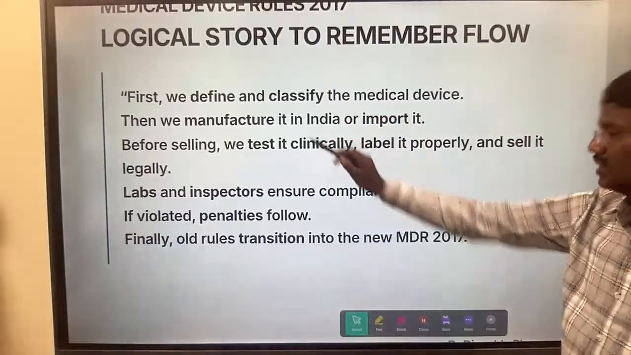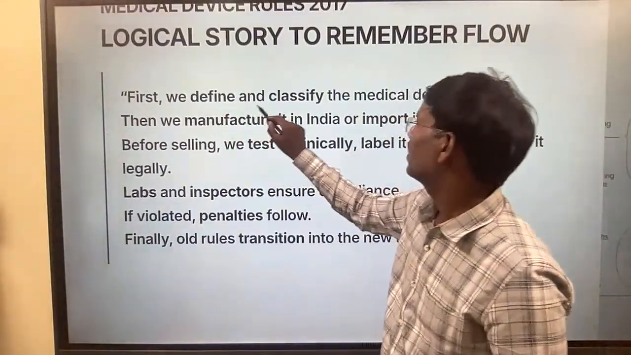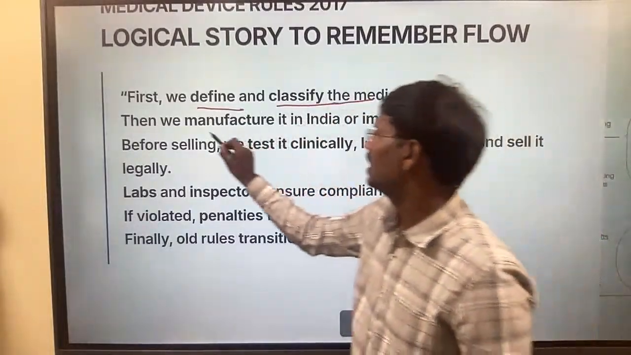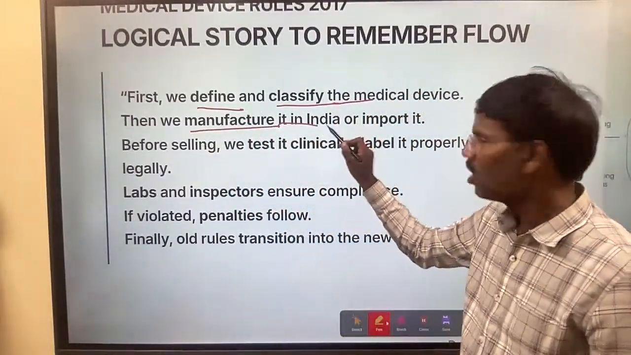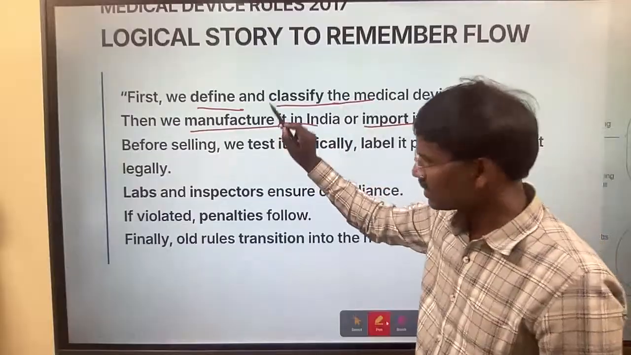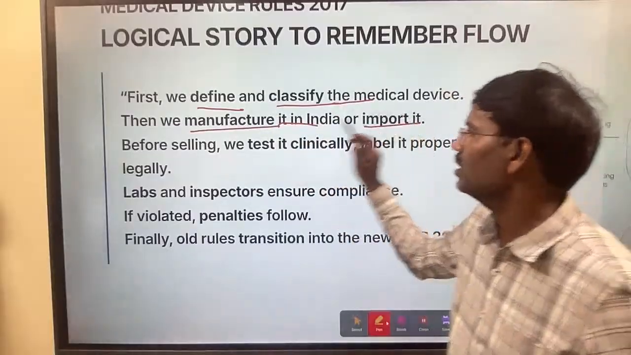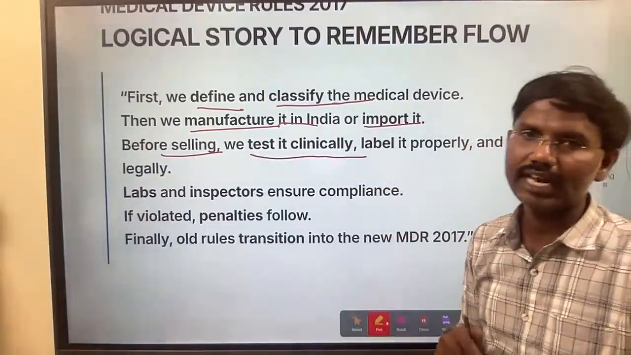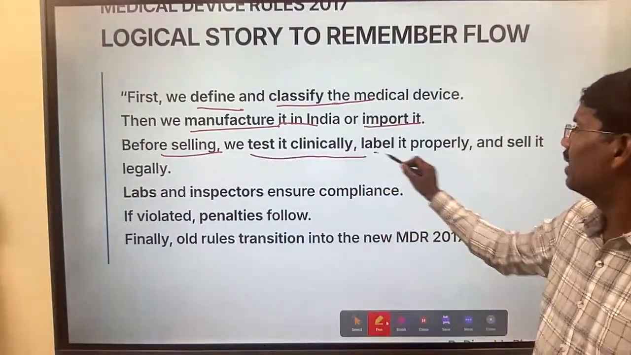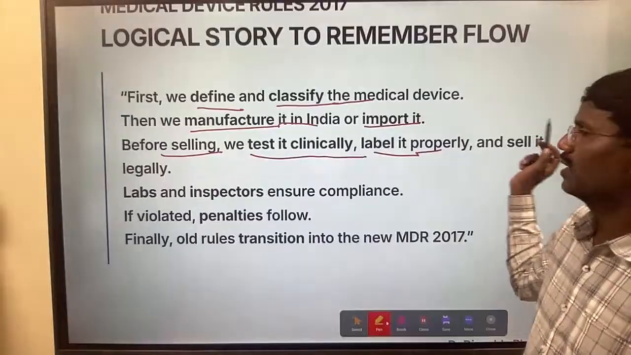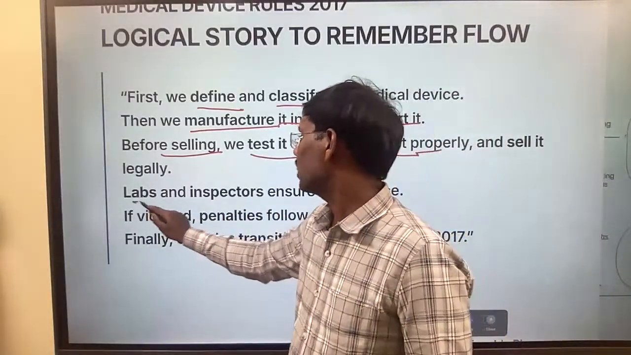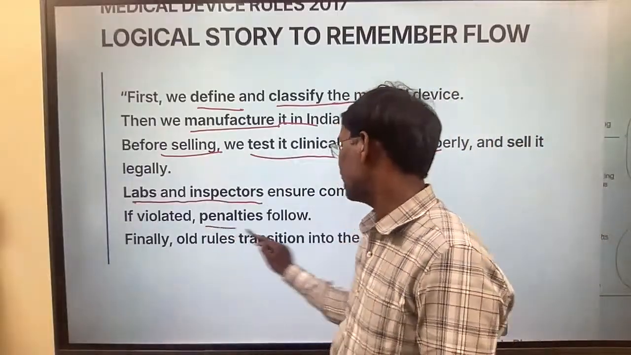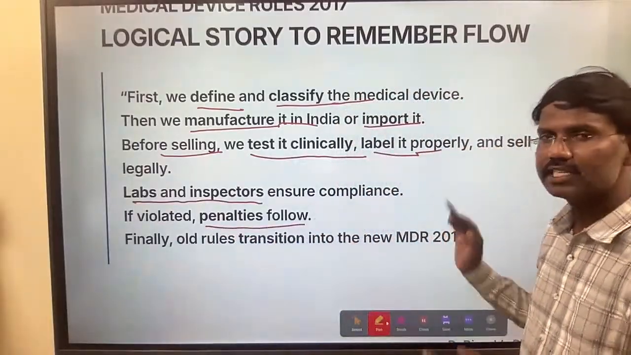Okay. First, we define and classify the medical device. Then we manufacture it in India or import. Manufacture first, then import comes later. Before selling, we test it clinically. Clinical investigation, and then label it. Label it properly, and then sell legally. Then goes for labs and inspectors. Ensure the compliance. If violated, penalties follow. Then transition. Please remember this story.